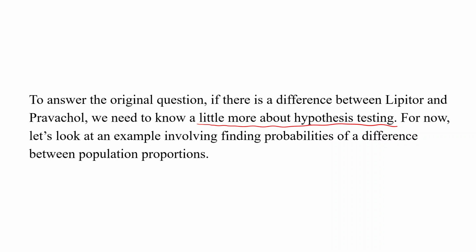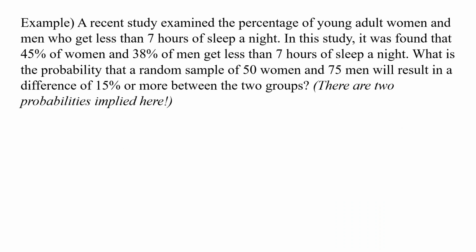For now, we're going to look at an example that involves finding probabilities of a difference between population proportions. Very similar to what we have been doing, but now we're looking at a difference between those proportions, okay? And this is going to be the final example of this video. We're only going through one example, and then we'll practice some more after that.